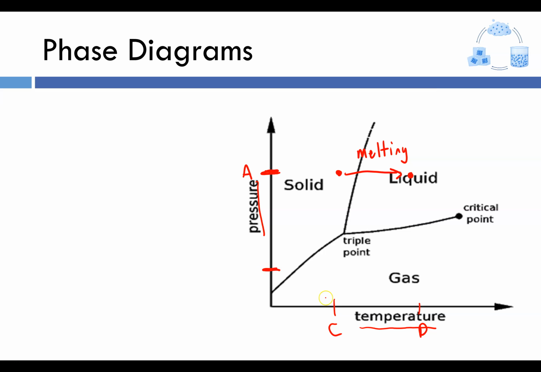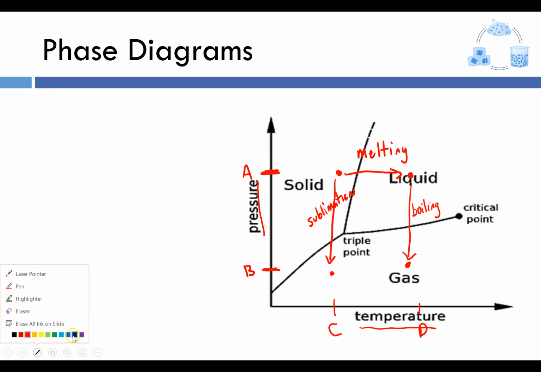What if I stay at temperature C and I drop the pressure? I've gone from a solid to a gas. That represents sublimation. If I do the same thing at temperature D, again dropping the pressure from A to B, I've undergone boiling. So I can change phase simply by changing pressure. It doesn't just have to be temperature.